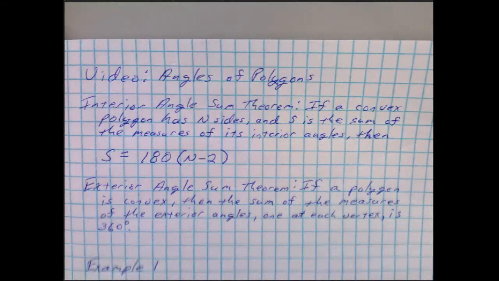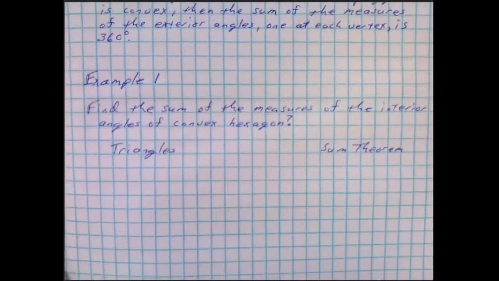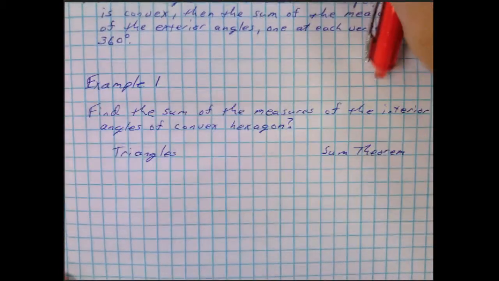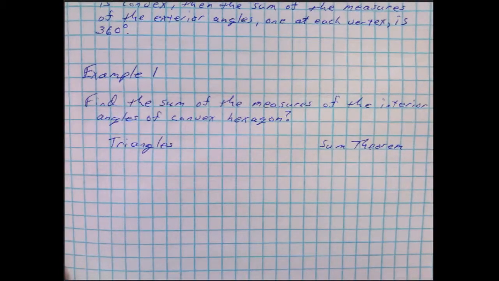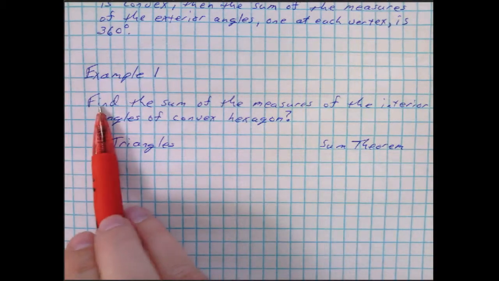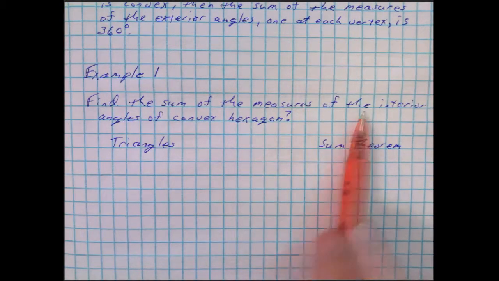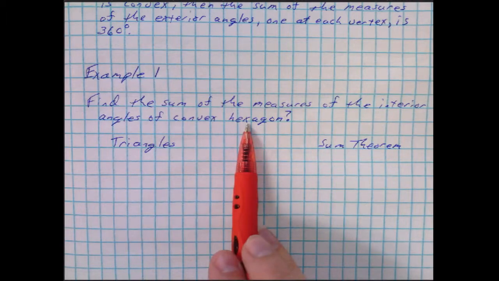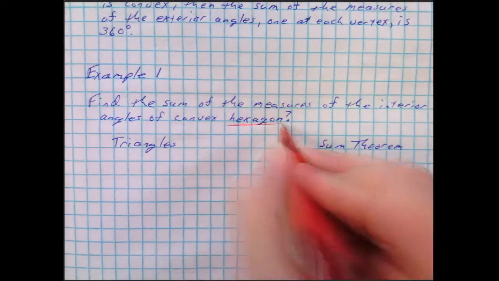Alright, so let's look at examples here. Like I said, we're going to do this first example a couple different ways so you can see how it is that we get that interior angle sum theorem. This comes from where we were dealing with the triangles in our interior angle sum theorem. For this one, we're going to find the sum of the measures for the interior angles for a convex hexagon.